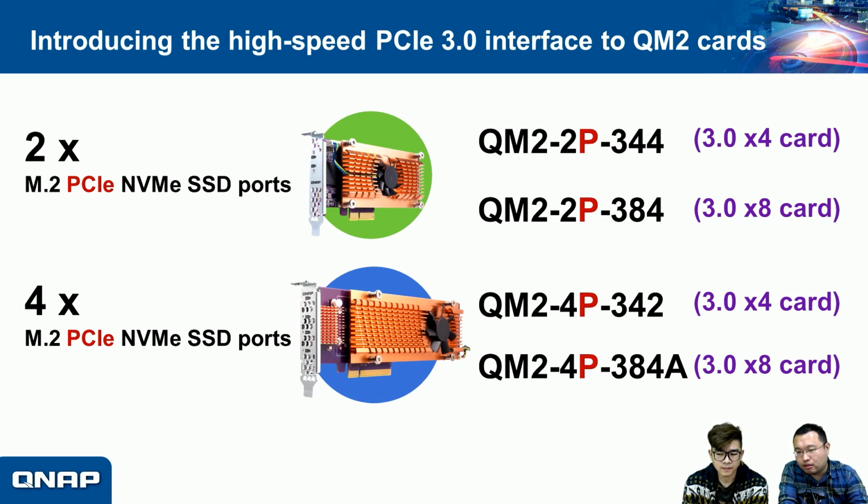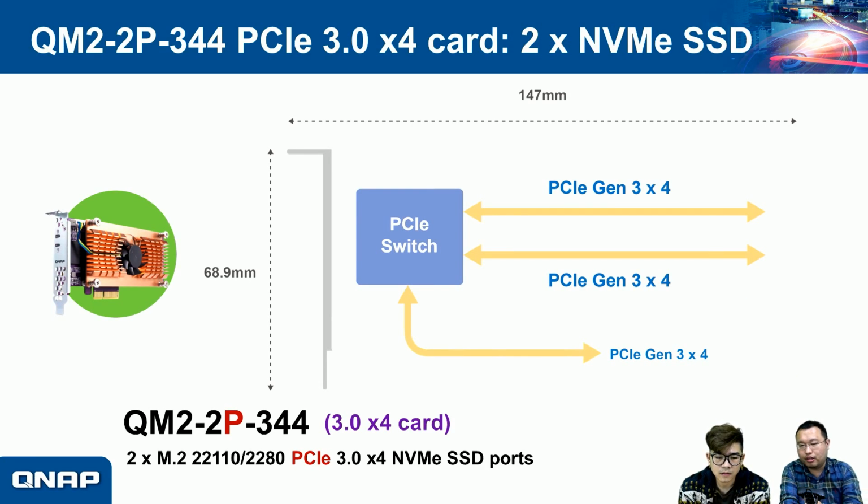Of course. So besides the dual port, we also have the 4-port version. With the 4-port version, 4P-342 and 4P-384, again, is the PCIe total bandwidth difference. So Gen 3x4 and Gen 3x8. All right. So let's take a look at each card one by one. Okay. So here, the first one is a Gen 3x4 card.